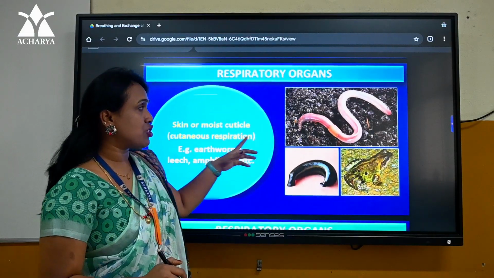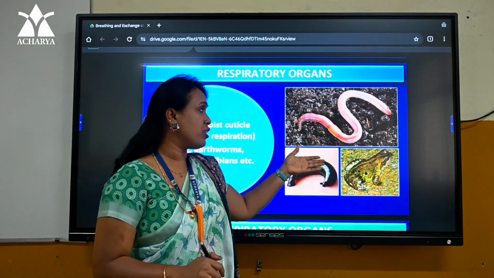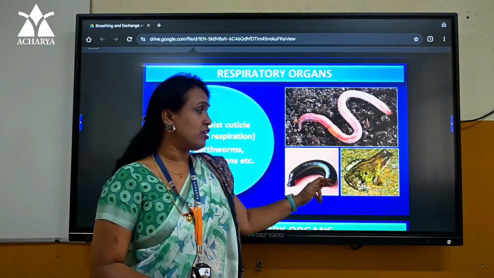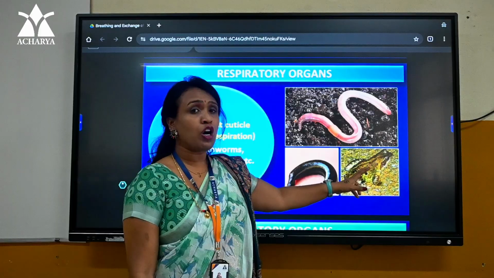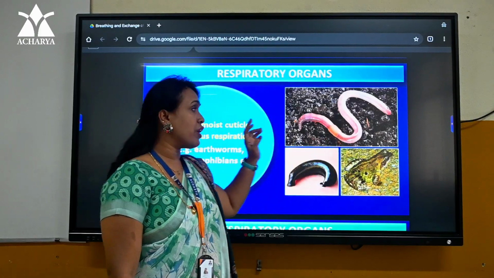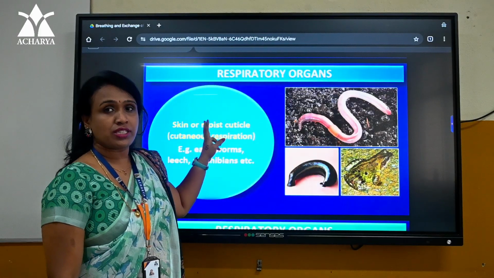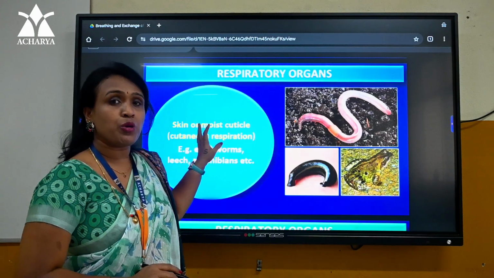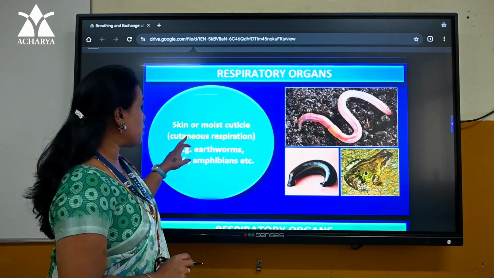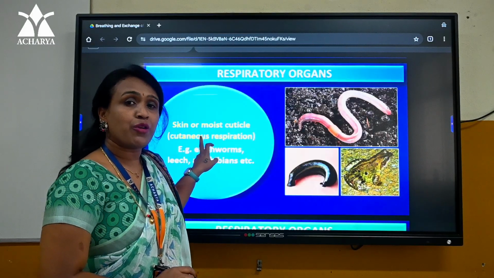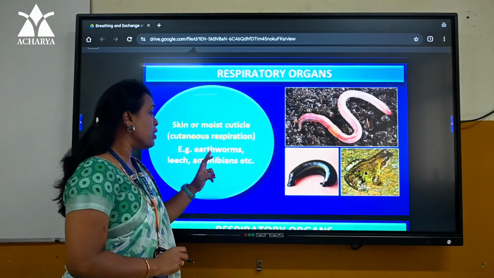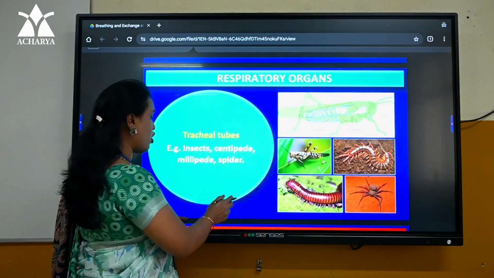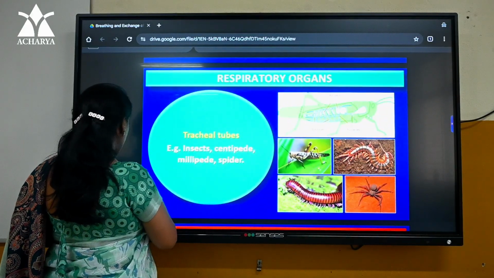In organisms which live in moist habitats, as I told in the beginning of this session, the earthworm and leech, both annelids, and frogs and other amphibians, respiration takes place through the skin. Skin is always kept moist due to mucus glands. So the respiration which takes place through the skin is called cutaneous respiration. Example, annelids, amphibians.